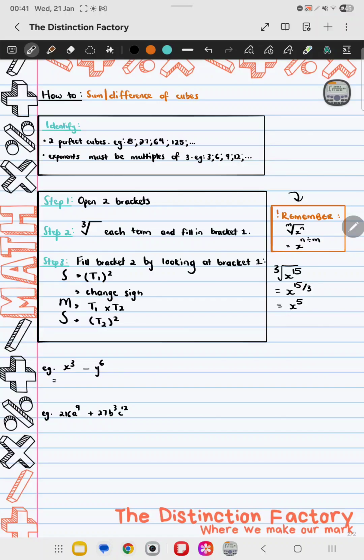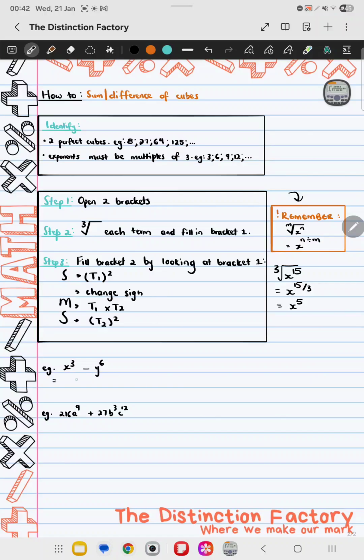All right, coming back to step number 3, we have to fill in bracket 2 by looking at bracket 1. That's important because we are not paying attention to the question anymore. We're only getting our answers based off what we've got in bracket 1. From there, we go on to our next set of steps here. So we're going to square our first term, change the sign, and multiply both of your terms together. So term 1 times term 2. And lastly, we square our last term.